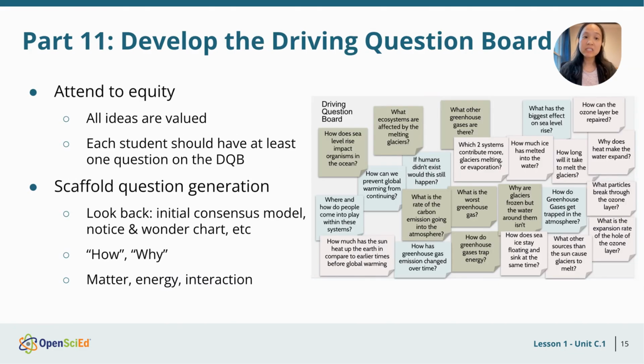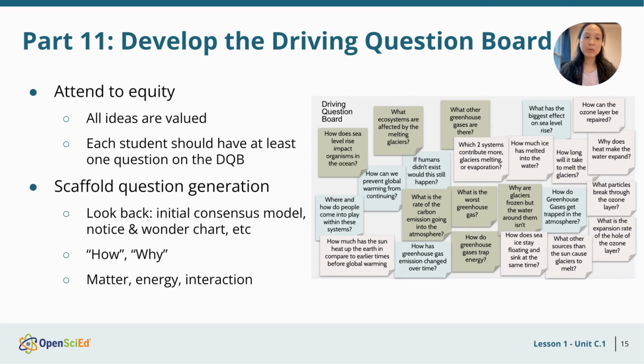Now, students' questions are vital to drive their thinking forward. To ensure sufficient stewing time, I have each student generate at least 2 questions. First, on their own. They use small individual whiteboards instead of sticky notes. To scaffold question generation, students are encouraged to look back at the artifacts from earlier in their lessons, such as the initial consensus model and the notice and wonder chart.